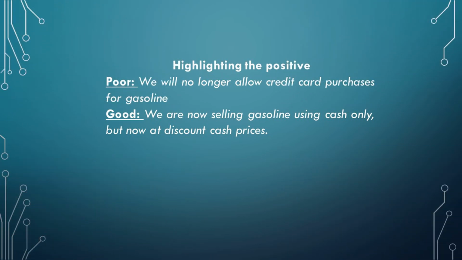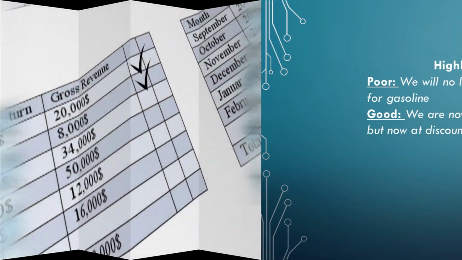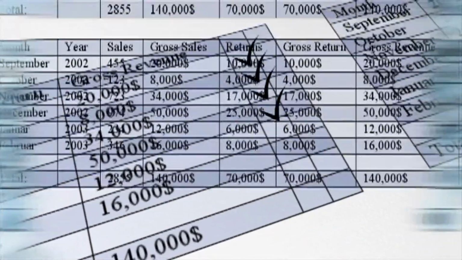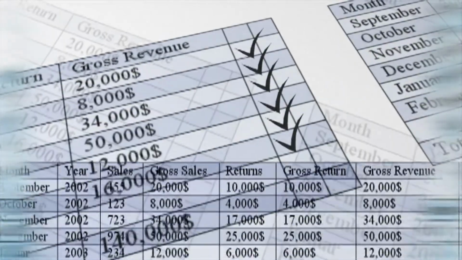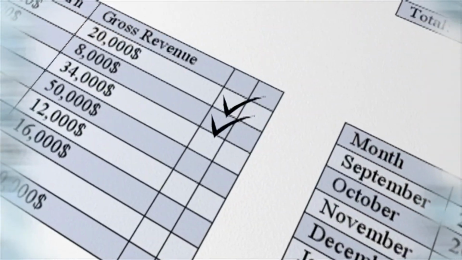And finally, let's look at one example of writing negative messages by highlighting the positive. Besides saying, "We will no longer allow credit card purchases for gasoline," a better way of writing this could be, "We are now selling gasoline using cash only, but now at discount prices." Please go through the chapter and look at other ways to write these messages in a professional and business manner.